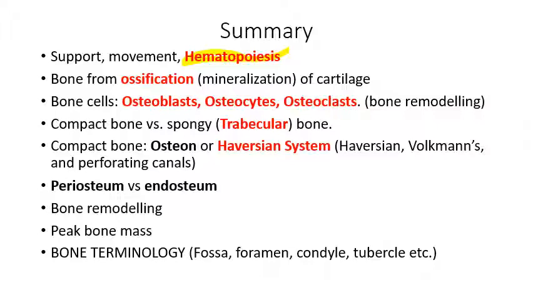We learned about the membranes, the periosteum and the endosteum associated with every bone. We learned about peak bone mass, and we learned all the ways to name all the different structures of a bone. And next time we're going to learn the names of all the important bones in the human skeleton. Right? So thank you very much for listening to this lecture, and I'll see you at part 2.